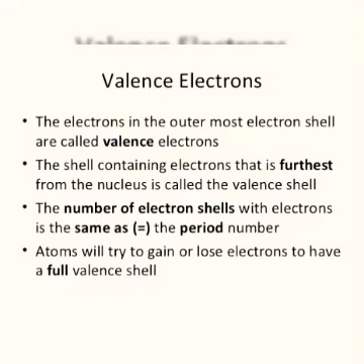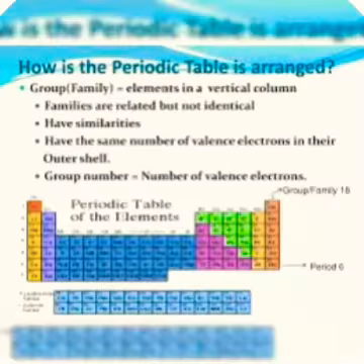The shell containing electrons that is farthest from the nucleus is called the valence shell. The number of electron shells with electrons is the same as the period number. Atoms will try to gain or lose electrons to have a full valence shell. So we can conclude the arrangement of elements in a group and period.